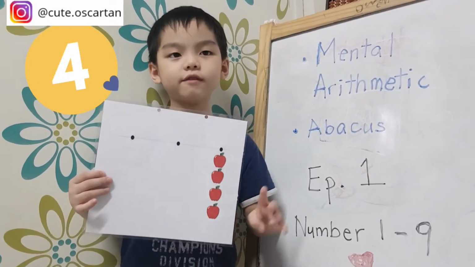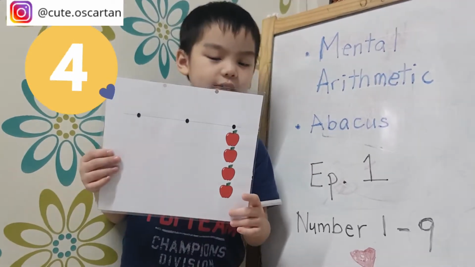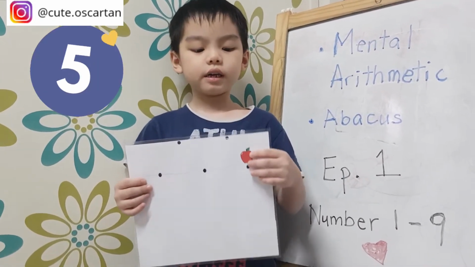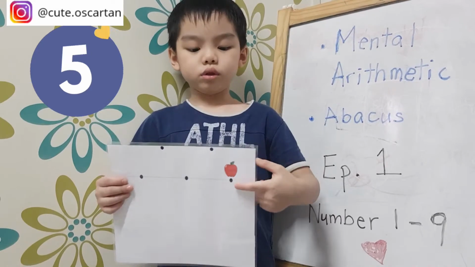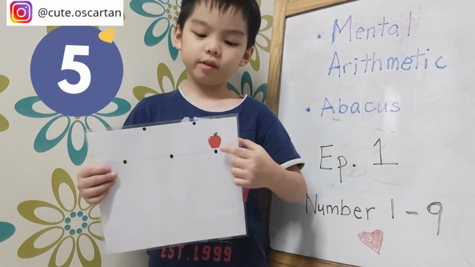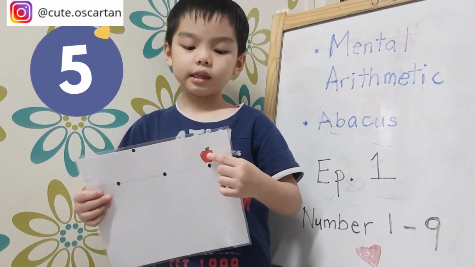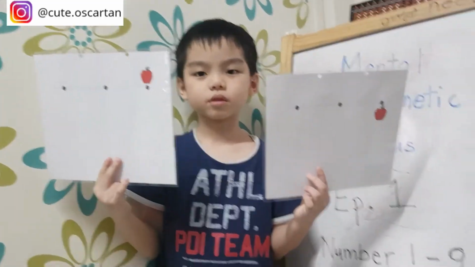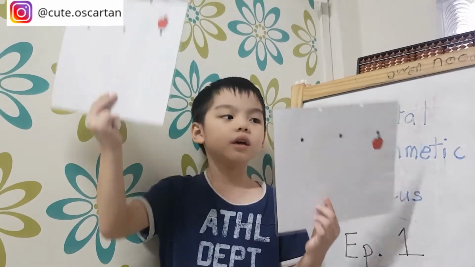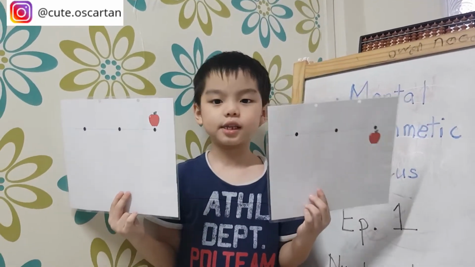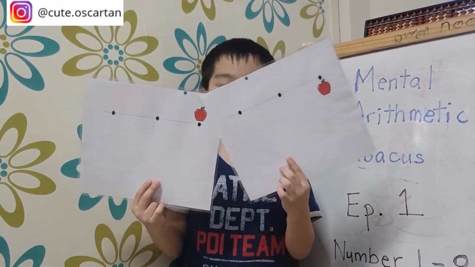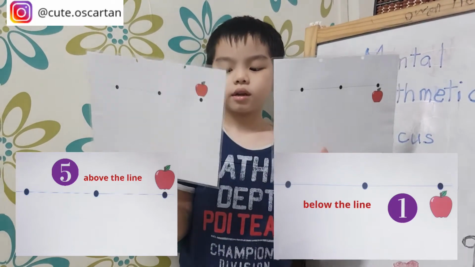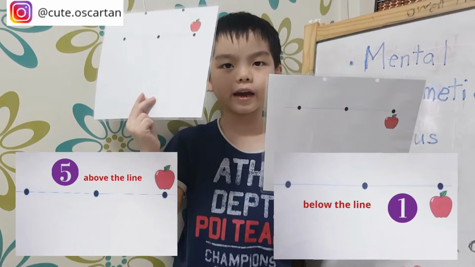1, 2, 3, 4. That means it's 4 beads. So it's number 4. This is a bit tricky because it's up to the line. It's not 1. I say it's a little bit tricky. It's 5. This one and this one is not the same. This one is up. This one is down. So this one is 5.